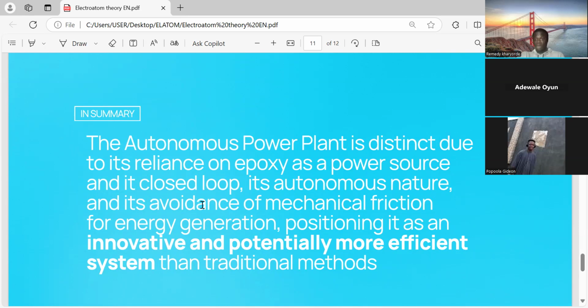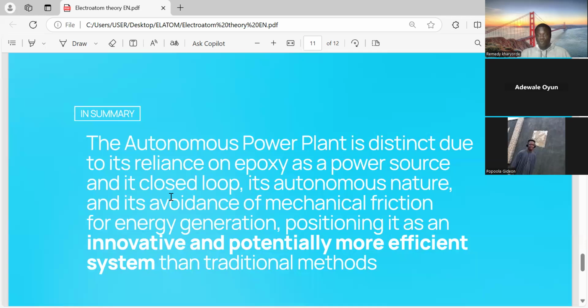The autonomous powder plant is a closed loop generator. So to restore it back to 85%, we are making use of two major things here. The first one is the friction, and the second one is the electromagnetic field of the earth. That means once the generator is assembled, there will be a pipe, or let me say a channel, that is going to lead to the earth.